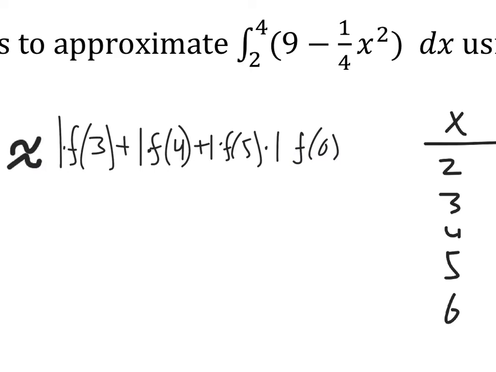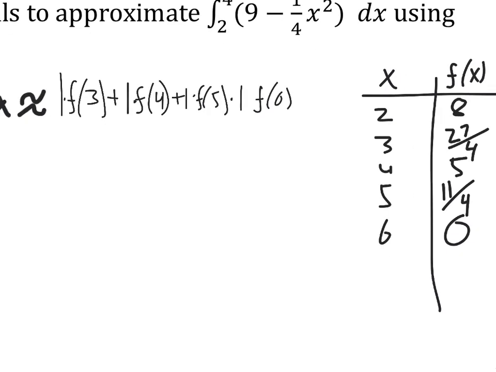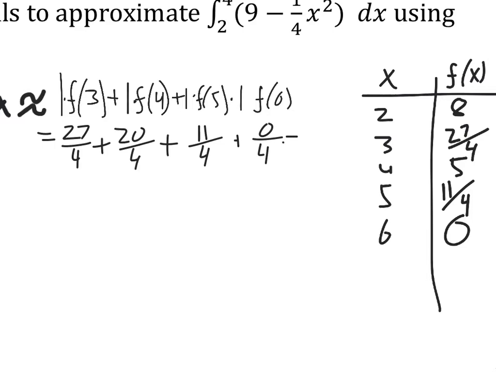Since we've already computed those, we can just use our little table. This is really just f of 3, which is 27/4, f of 4, which is, let's write that in fourths, 20/4, and f of 5, which is 11/4, and f of 6, which is 0/4. Adding all that up, we get 58/4, and 2 goes into that, so 29/2. That'll do.